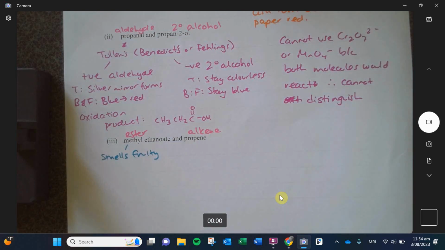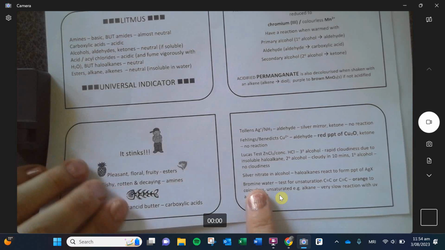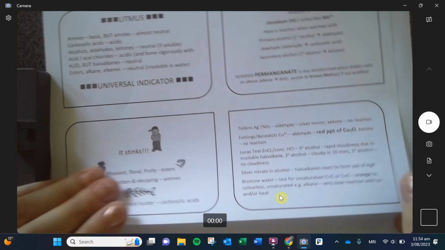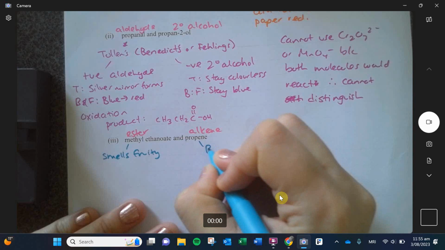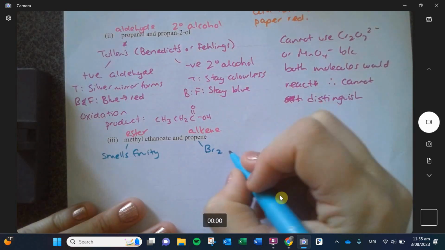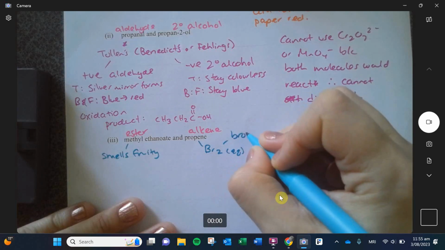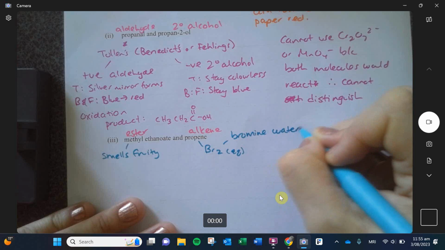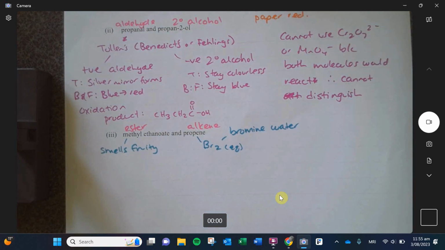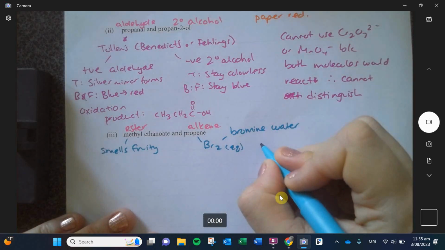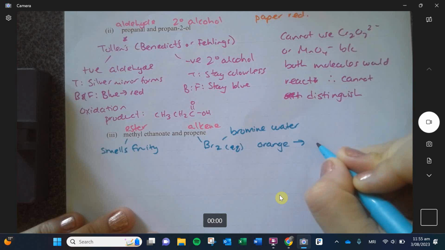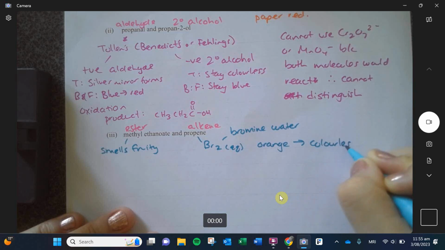The alkene, if we're looking at this guy over here, I can see that we have bromine water for the alkene. So we're going to use Br2, which is bromine water. And it's aqueous, so it's mixed into the water. So with the bromine water, what is going to happen is for the alkene, the bromine water is going to change from an orange color to colorless. It won't have any color.